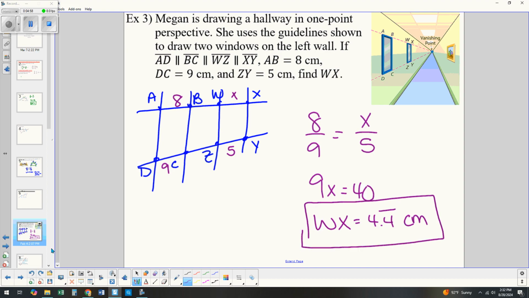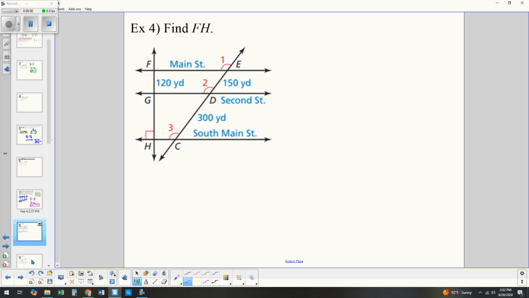All right, example 4 is another together. So we want to find FH. We want to find this whole side. If I made just this bottom piece x, together x and 120 will be the length of FH. So if I made this x, I have 120 over x and 150 over 300. And by the way, I know I'm allowed to set up these proportions, even though they didn't tell me the lines are parallel, because angle 1, angle 2, and angle 3 are corresponding angles that are congruent, which makes the lines parallel by the corresponding angle converse.